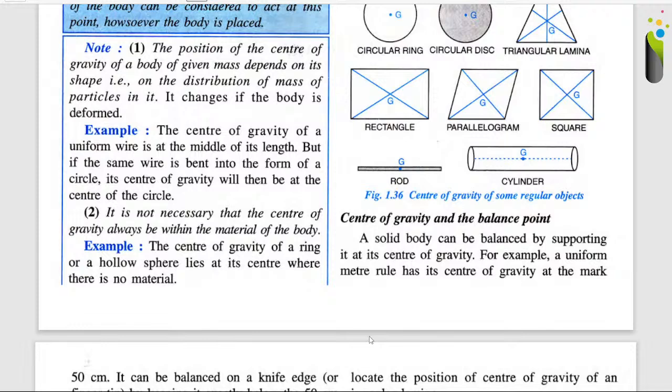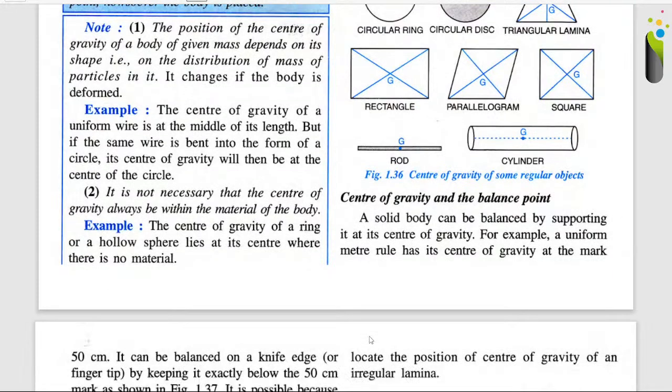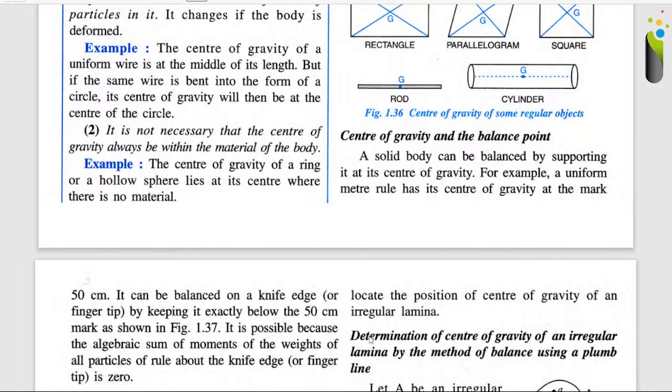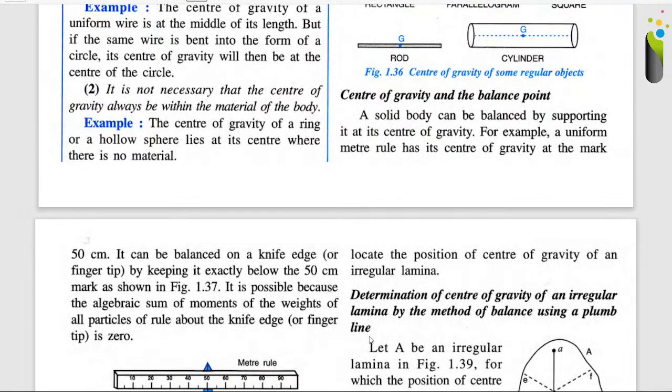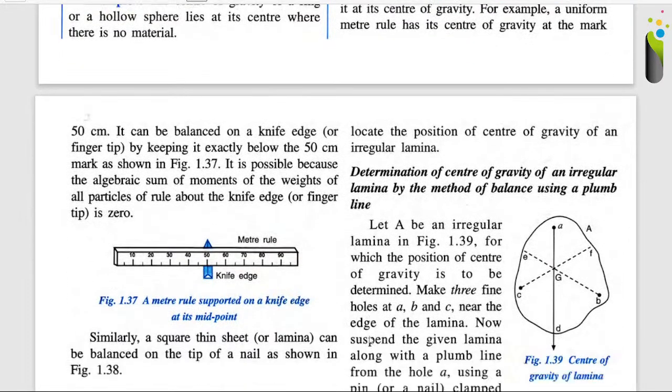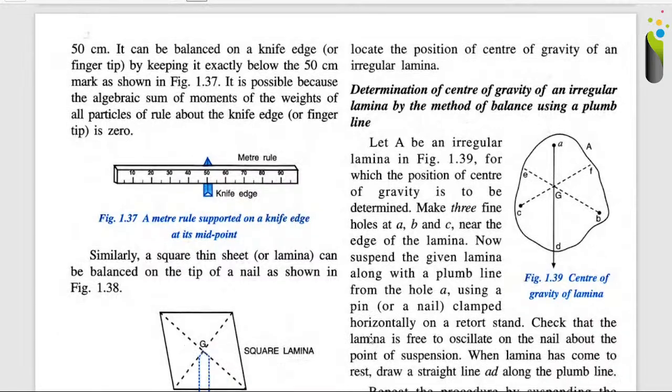Coming to the next, that is center of gravity and the balance point. A solid body can be balanced by supporting it at its center of gravity. For example, a uniform meter rule has its center of gravity at the mark 50 centimeter. It can be balanced on a knife edge or fingertip by keeping it exactly below the 50 centimeter mark as shown in the figure 1.37. It is possible because the algebraic sum of moments of the weight of all the particles of the rule about the knife edge or fingertip is 0.